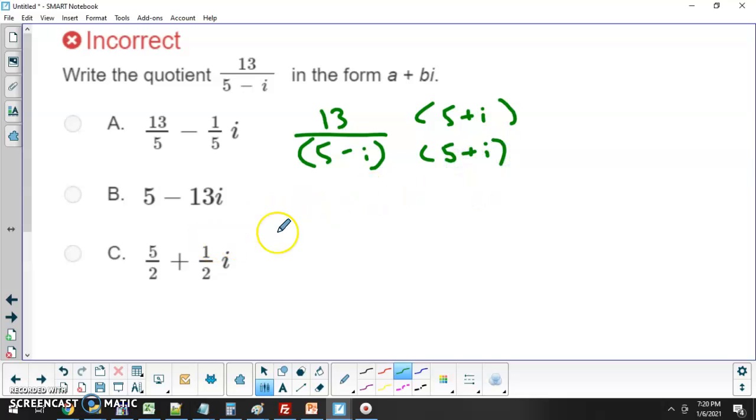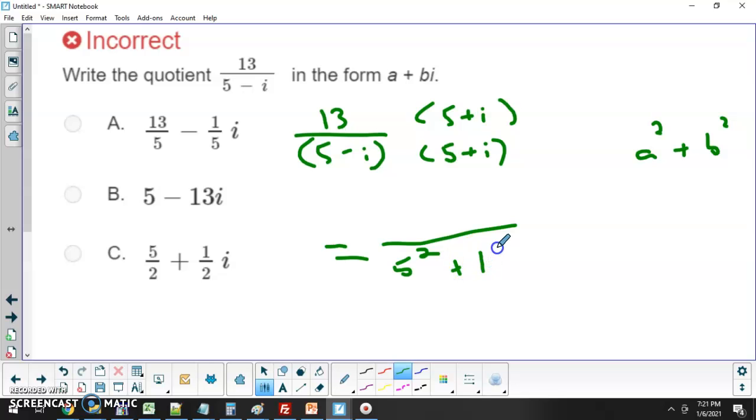Okay? All right, and so when you multiply a number by its conjugate, remember you're going to do a squared plus b squared because the outside inside terms cancel. You get i squared, and so that becomes a -1. And so, in this case, a squared is equal to 5, so you have 5 squared. And b squared, well, the number in front of i is 1, so it's 5 squared plus 1 squared.